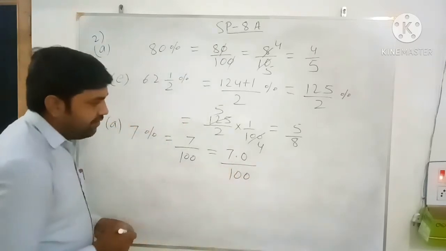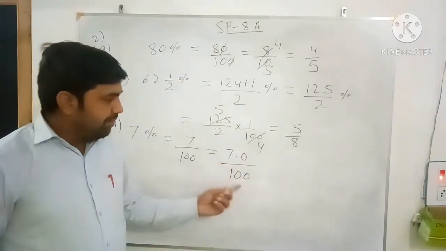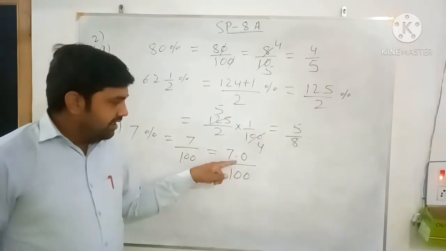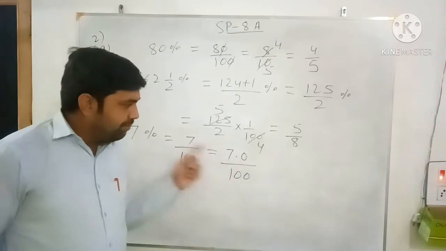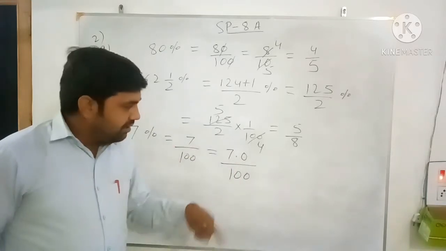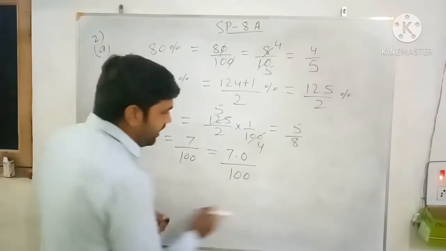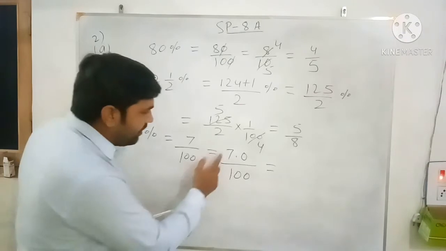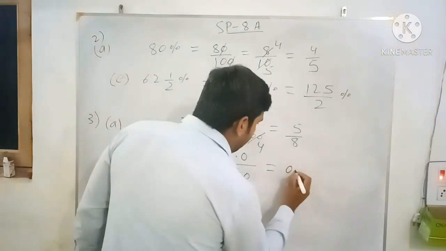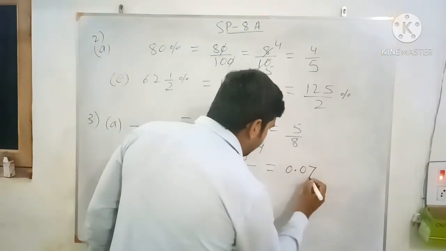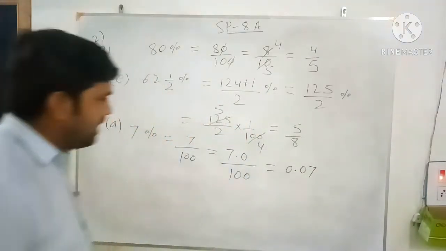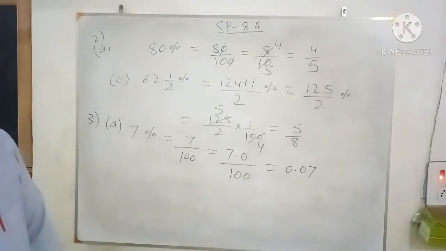Now if you divide any decimal number by 100, the decimal will shift 2 places left. If you divide by 10, the decimal will shift 1 place left. If you divide by 1000, the decimal will shift 3 places left. So here the decimal will shift 2 places left. There is only one digit, so we add 0 before 7. So the decimal will come 0.07. So 7% can be written as 0.07. Okay. Now see the next question, we can do question number H.